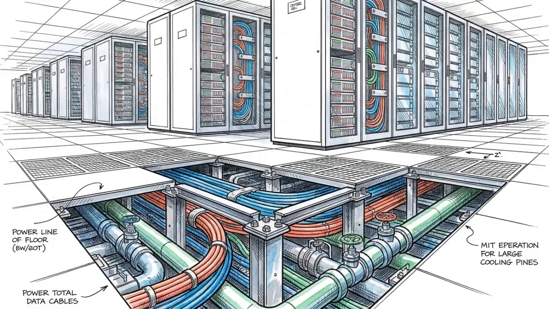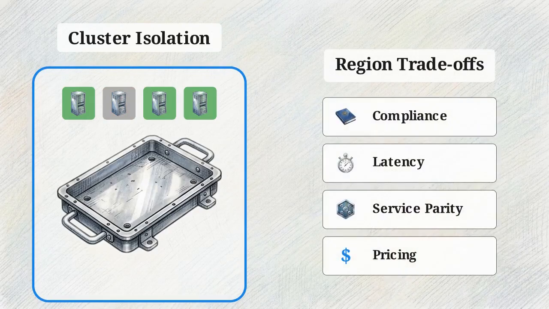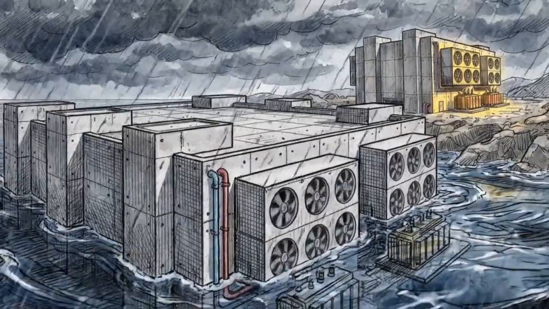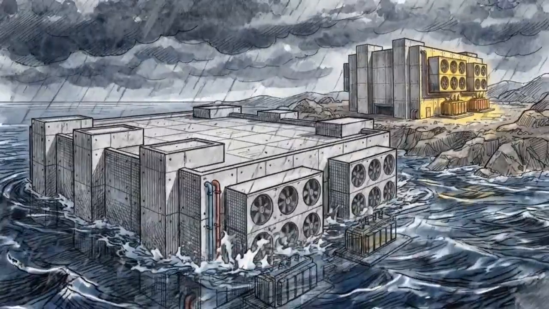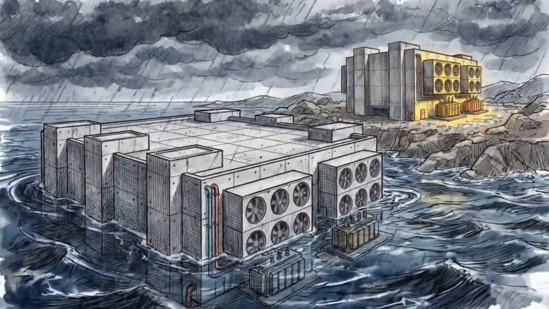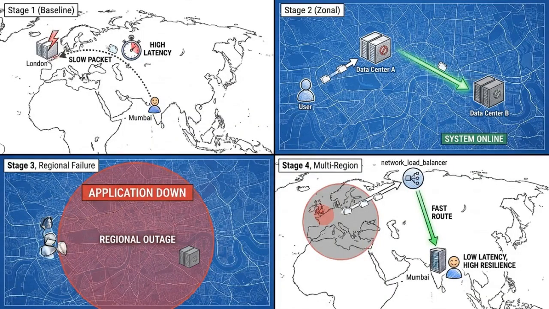Today, we are bypassing the basic definitions to look directly under the hood at how regions and zones are physically engineered. We will analyze the mechanics of cluster-level isolation and explore the specific trade-offs inherent in region selection. Mastering these physical fault domains provides the decision matrix required to engineer systems capable of surviving localized hardware deaths and massive regional disasters.